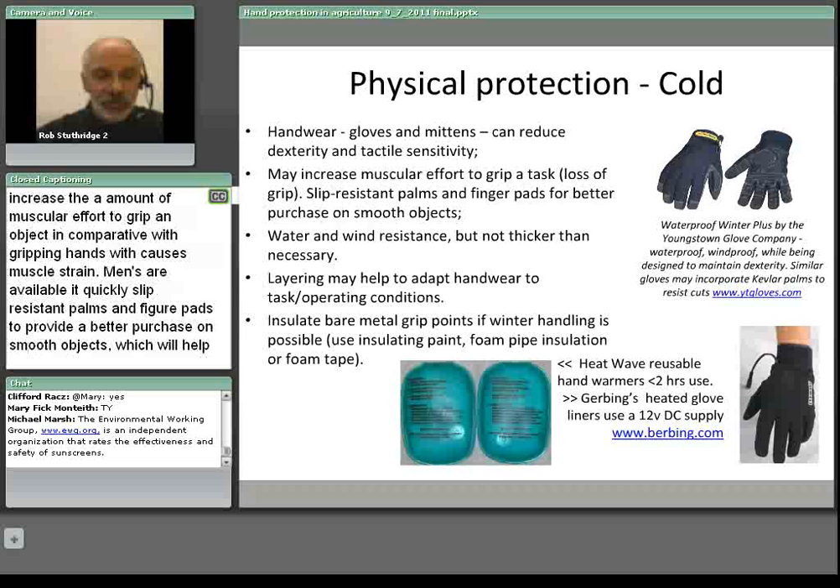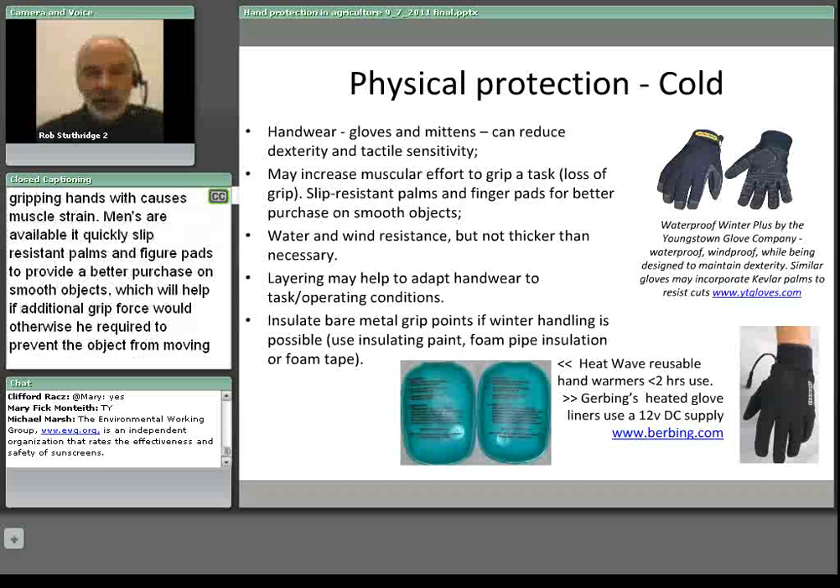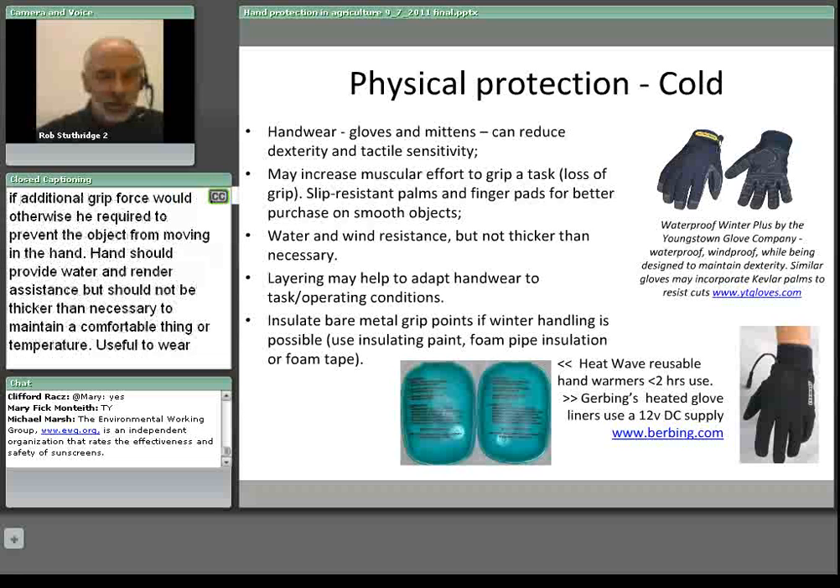Handwear should provide water and wind resistance, but shouldn't be thicker than necessary to maintain a comfortable finger temperature. It's useful to wear several thin layers of hand protection, allowing flexibility according to the task. Mittens can be useful, as I said before, when extremely low temperatures are likely to be experienced, but may be of a type that allows the fingers to be freed for finer dexterous tasks.